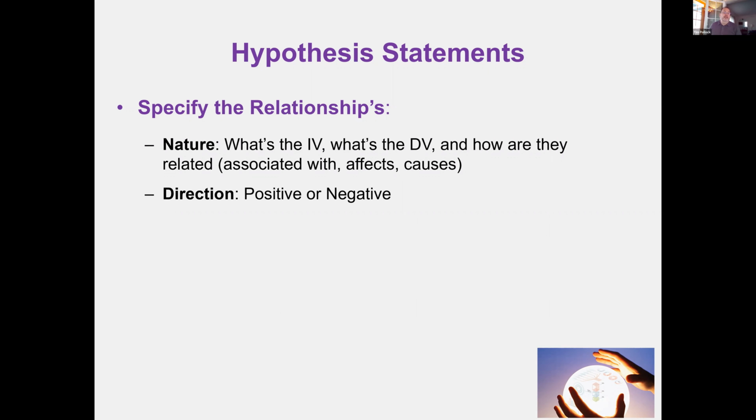What's the direction? Is it positive or negative? You'd be amazed how often I see hypothesis statements where they'll say that two variables have a relationship, but they don't specify whether it's a positive or negative relationship, or when it's positive or when it's negative. What's the strength of the hypothesis, especially if you're doing comparison hypotheses? What do you expect the effects of relative constructs to be? And this is particularly important in mediation and moderation types of relationships too.